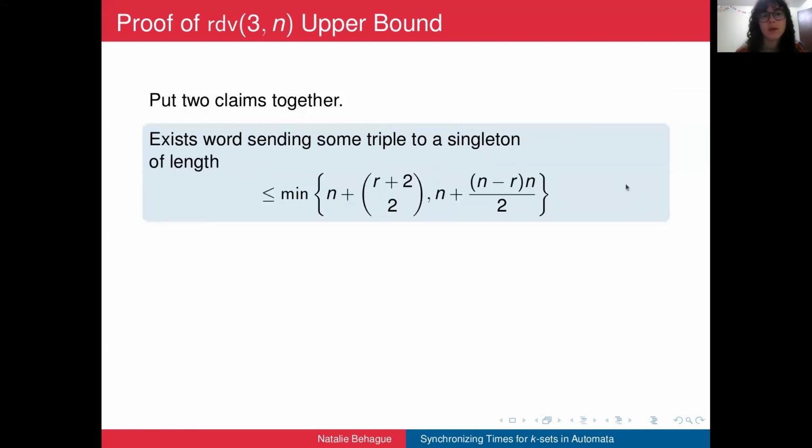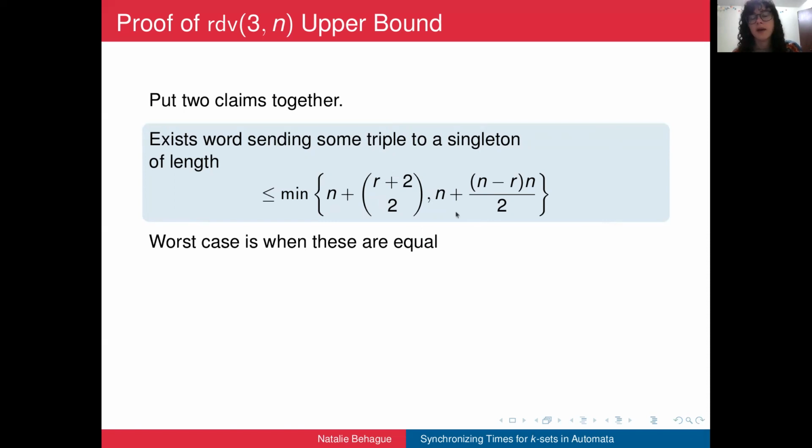So now to finish the proof, we just put those two claims together. We find some word sending a triple to a singleton of length at most the minimum of (n + r + 2 choose 2) and (n + (n - r) times n over 2). The first is increasing with r and the second is decreasing with r.